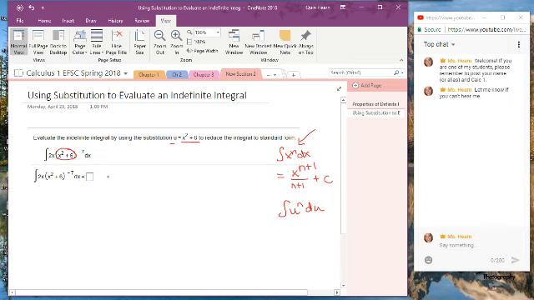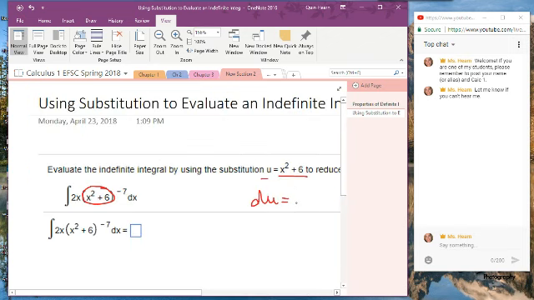and then we're going to make a substitution. When we do that, we also have to substitute for du, meaning the derivative of u. Let me make this a little bit bigger. If u is x squared plus 6, we're going to take the derivative and get 2x plus 0, or just 2x dx.